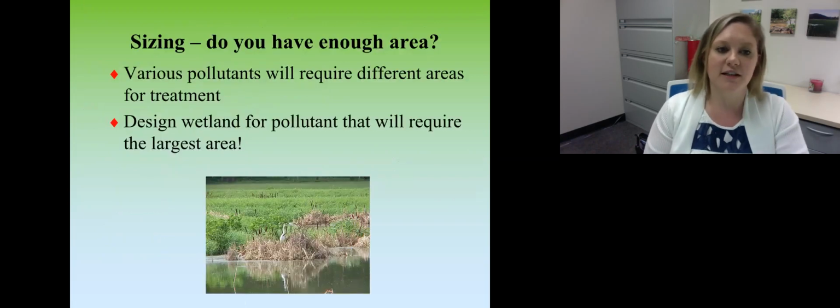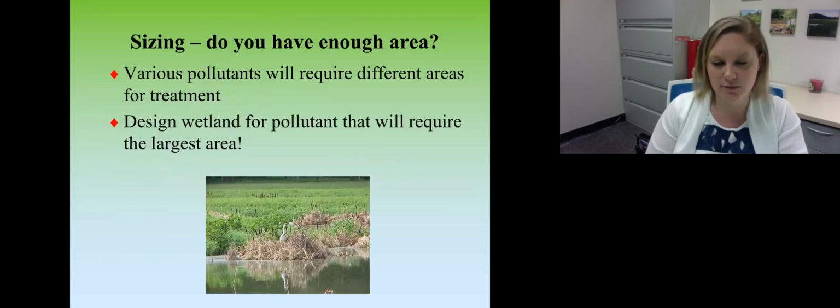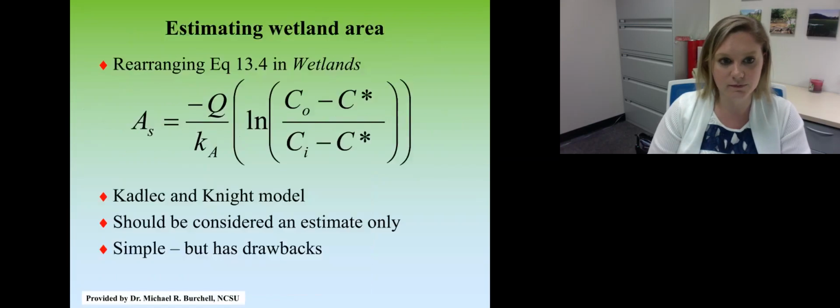So when you're sizing, the big question is, do you have enough space to meet your objectives or the goals of your overall project? It's going to vary with the particular pollutants, and it will require different treatments. So your design wetland for pollutants will require that you have a large enough area. And if you don't, then you're going to have to adjust either your goals or the amount of water, your loading rate, or you'll have to increase the size of your wetland.